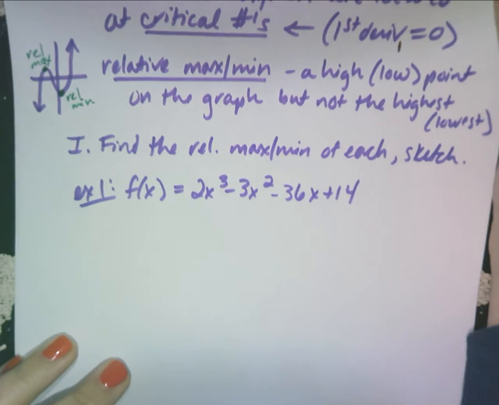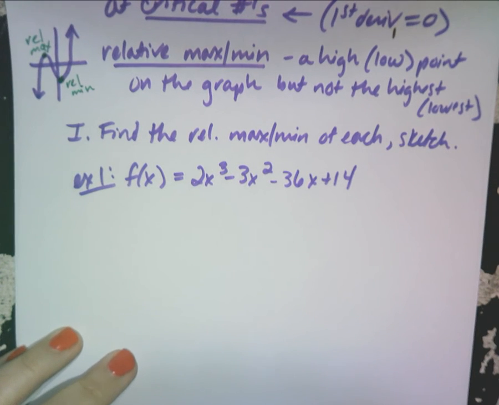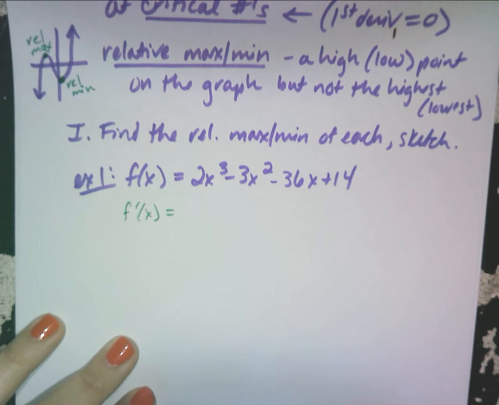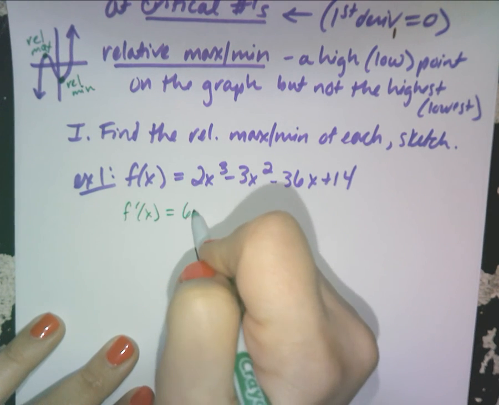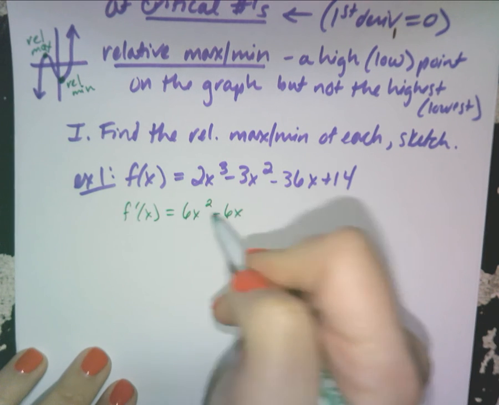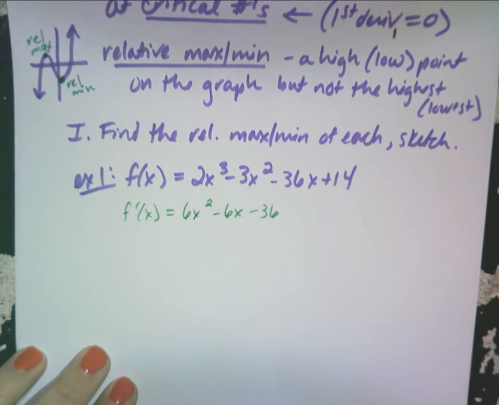Okay, so again, the process is the same because you just got to determine where it's increasing or decreasing to determine if it is a max or min. So we're still going to do what we did yesterday. We're still going to take a derivative. We're still going to find critical points. We're still going to determine if it increases or decreases. We just don't have to write the intervals. So let's take a derivative. 6x squared minus 6x minus 36. Y'all agree, right?